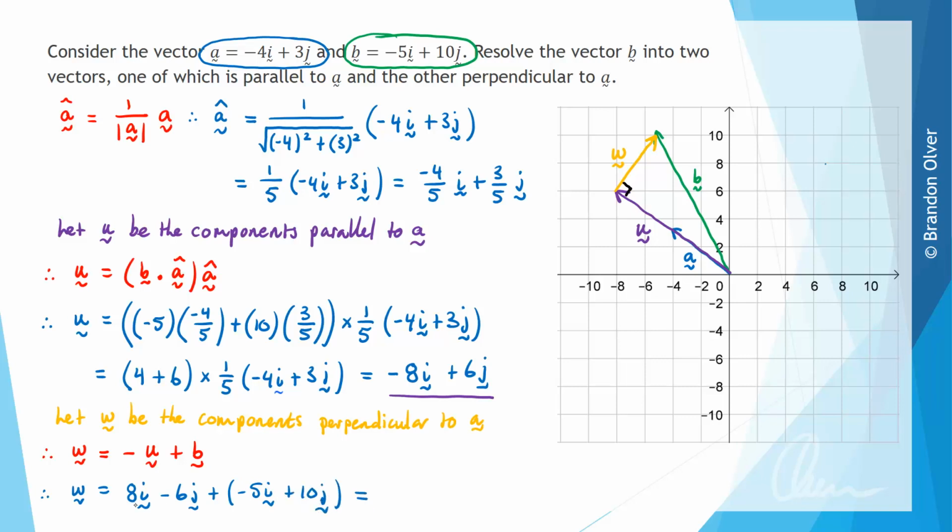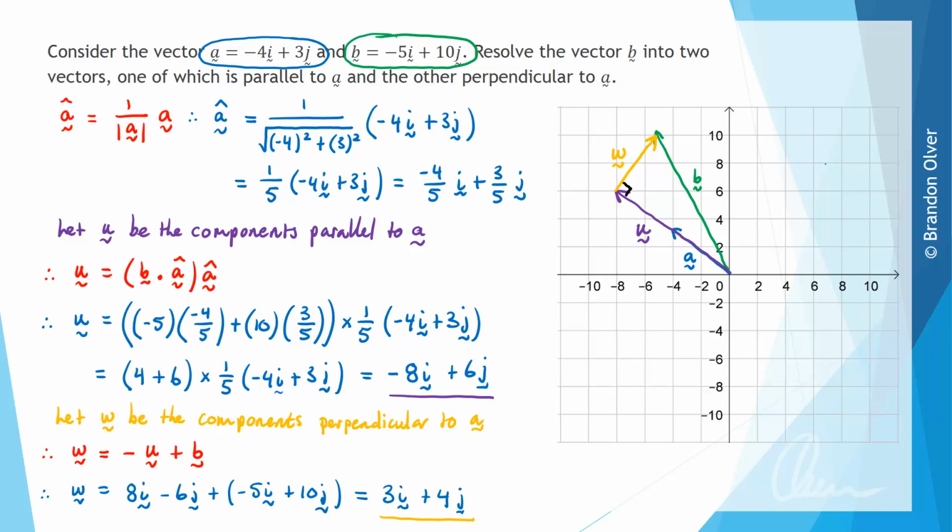And now when we simplify that, we have 8i minus 5i gives 3i, and then minus 6j plus 10j gives plus 4j. And a reminder that that vector was the one that we drew in orange just before that we called w. So therefore we have the two vectors that we resolved parallel to A and perpendicular to A. We had u is equal to minus 8i plus 6j, and we had w was 3i plus 4j.